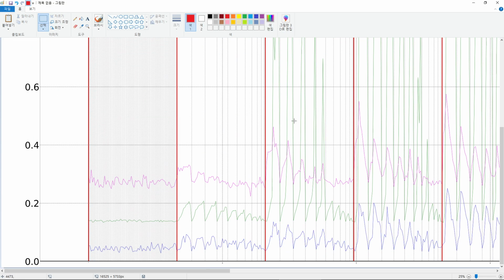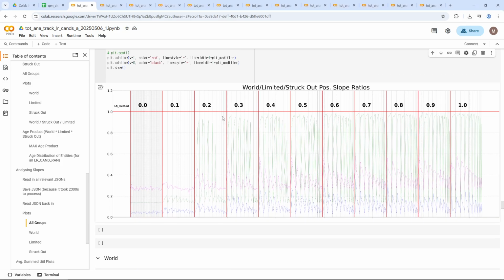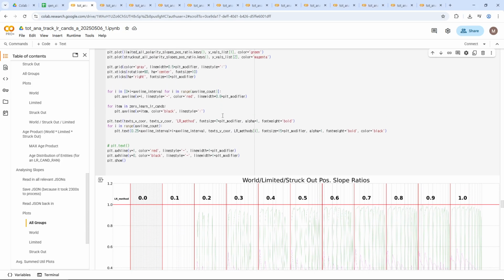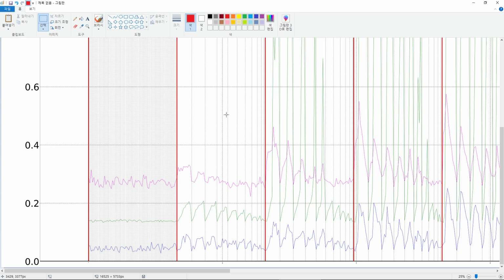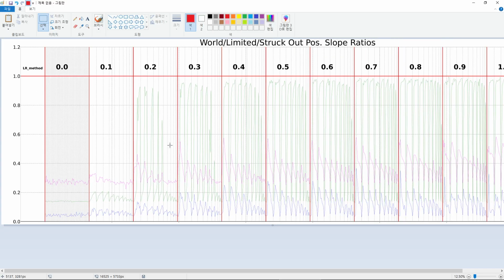So the green is the world. No, green is not the world. Blue is the world, green is limited, and magenta is, well, the struck out. This is from 0506_1, and you'll see that, well, at least the positive ratio is no longer 0. It was very close to 0, but now it's slightly less so.